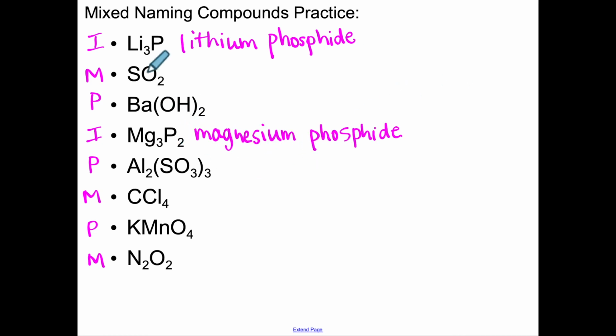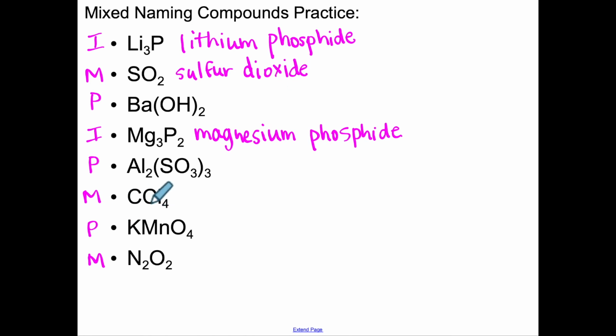Okay, second, let's do the molecular ones. Now, the molecular ones are the only ones that you're going to use prefixes for. And remember, you're not going to put mono on the first one. So sulfur, there's only one of it. The prefix would be mono, but you don't put the mono, so you're just going to write sulfur. And then there's 2 oxygens, so di is the prefix for 2. Oxygen, we change the ending to "ide," so it's dioxide.